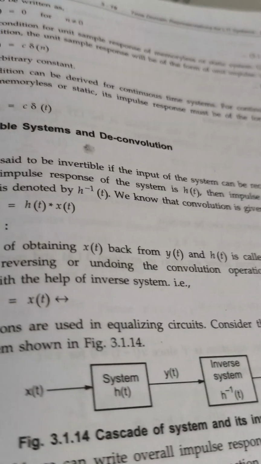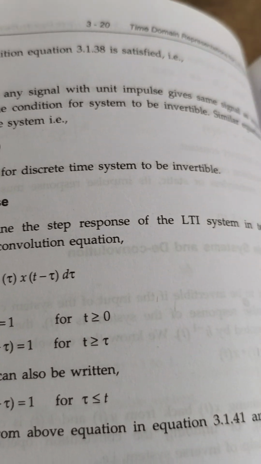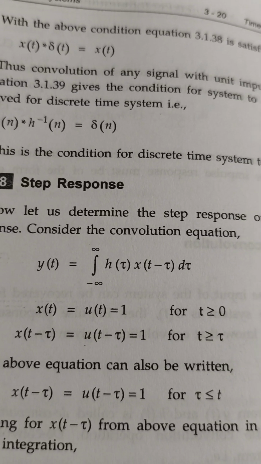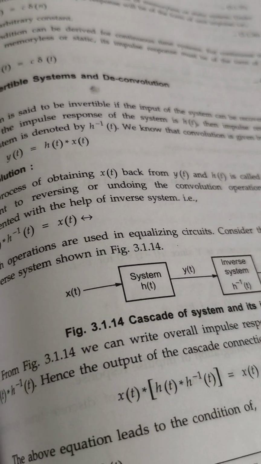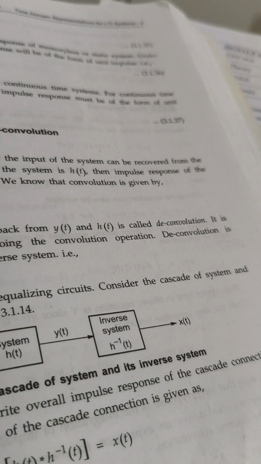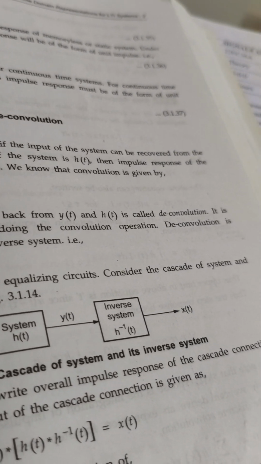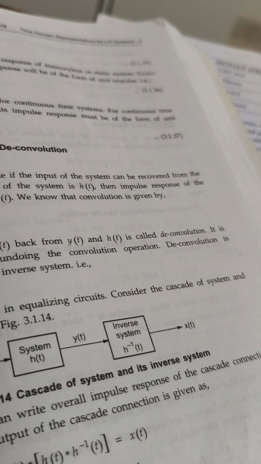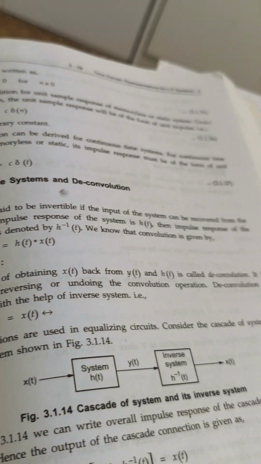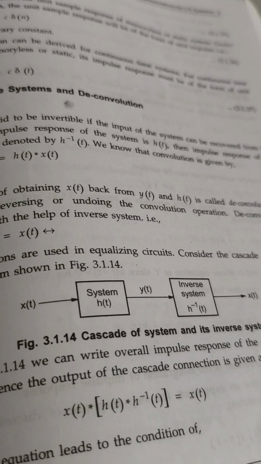Then invertible systems. When we call a system invertible, it means that we give an input to a system whose impulse response is h of t, and we get y of t. Suppose we connect one more system whose impulse response is the inverse of that. That is, if it is h of t, then the inverse system's impulse response is h of minus 1 t. Then the output is what? X of t. Whatever input you have given, you get the same output. Then this system is called an invertible system.